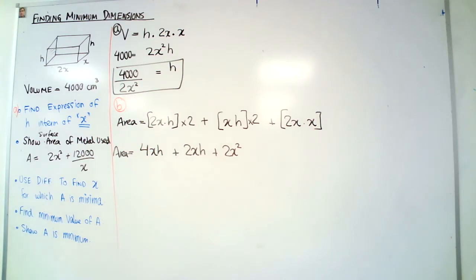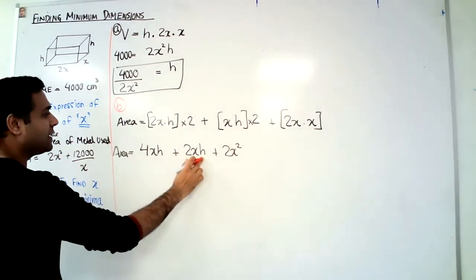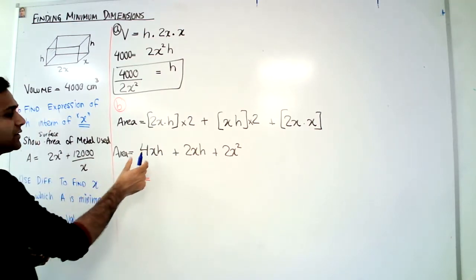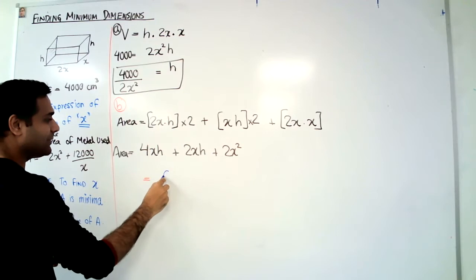Now I have the total surface area, and I need to make it into this form. If you look at that one, there is no h in it, but here there is an h and an h. So first I need to simplify it a little more. This is 4xh and this is 2xh, so that becomes 6xh.